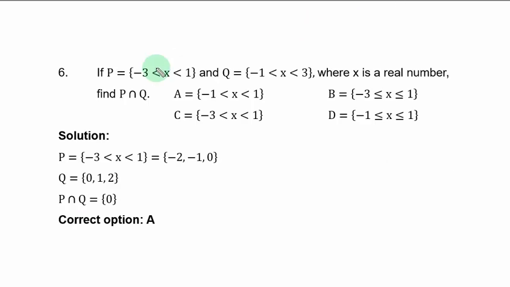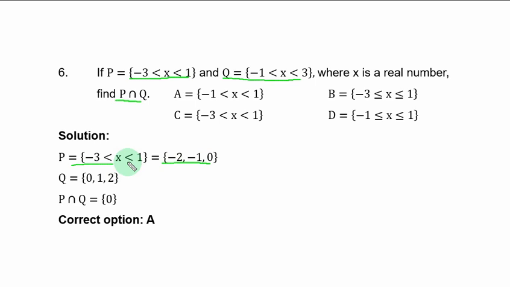Question 6. If P is a set with the elements -3 < S < 1, and Q is a set with elements -1 < S < 3, where S is a real number, find P intersection Q. The set P under the given range has elements -2, -1, and 0, because -3 and 1 are not inclusive.